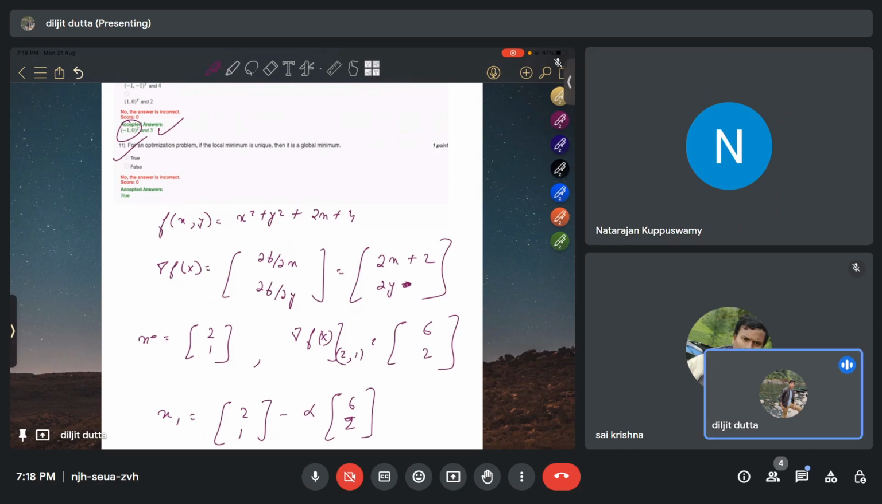Problem 11 says that for an optimization problem, if the local minima is unique, then it is a global minima. For this kind of function, there are how many? Four local minimas, right? So this is not a unique local minima. Among these four local minima, this is the global minima. So there will be one global minima among four local minimas. But here it says the local minima is unique, so only one local minima is there. Okay, so that local minima will be a global minima.